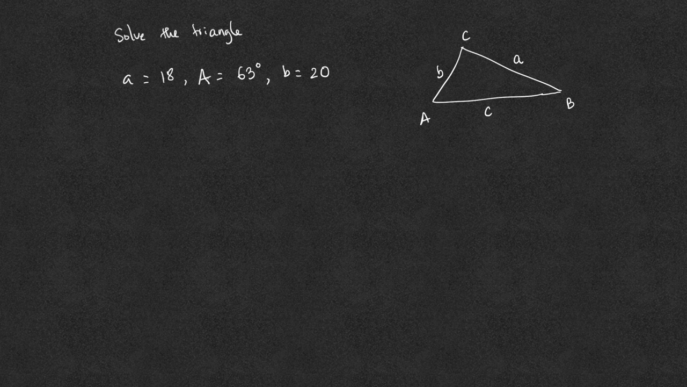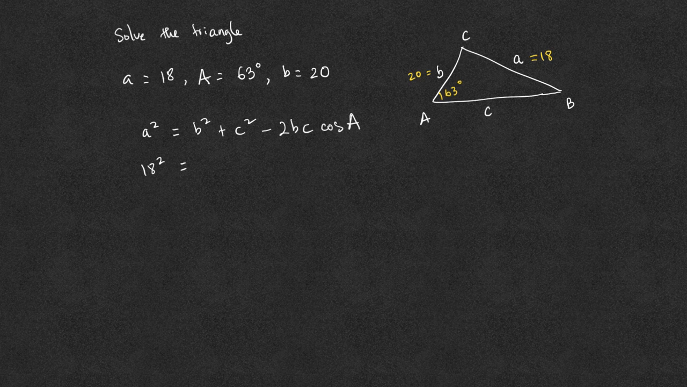We were given that the lowercase a is 18, the lowercase b is 20, and the angle A has a measure of 63 degrees. This is a side-side-angle scenario, so we will use the law of cosines. The side that is opposite to the given angle is lowercase a. The law of cosines states that a squared equals b squared plus c squared minus 2bc times cosine of A. The lowercase a is given, 18.